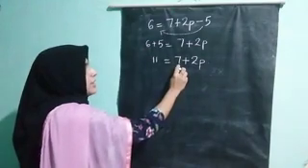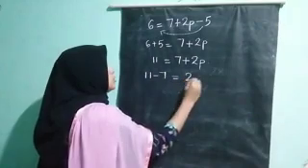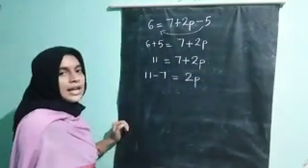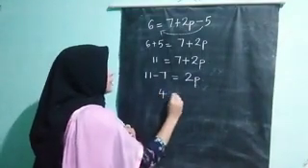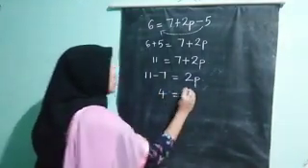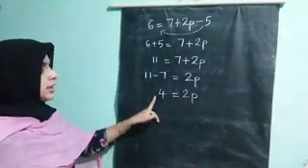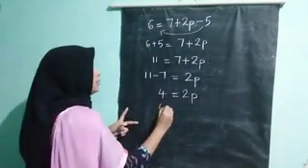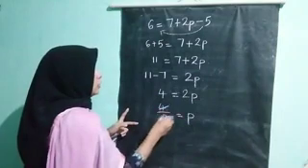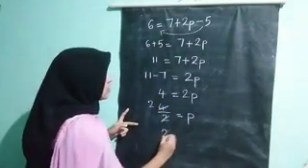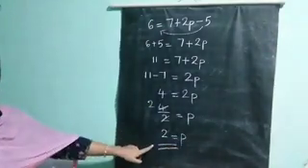Now, take this 7 to this side. So, 11 minus 7 equal to 2p. Okay, 11 minus 7, 4 equal to 2p. Now we can take this 2 to this side. Into will become divided by. 4 divided by 2 equal to p. 4 and 2 cancel 2 times. So 2 equal to p or p equal to 2.